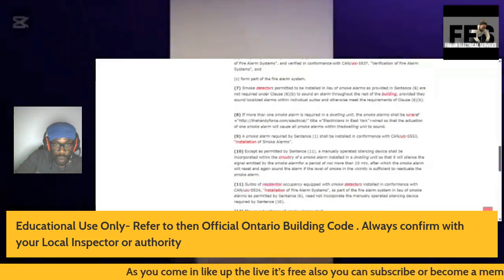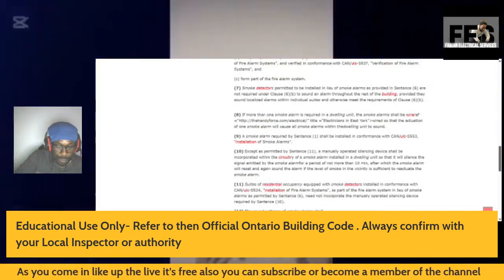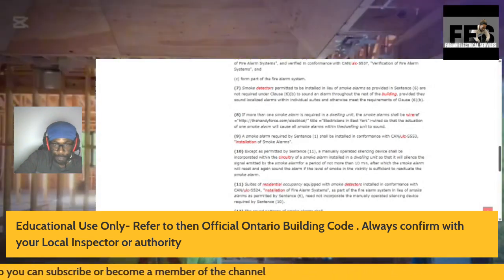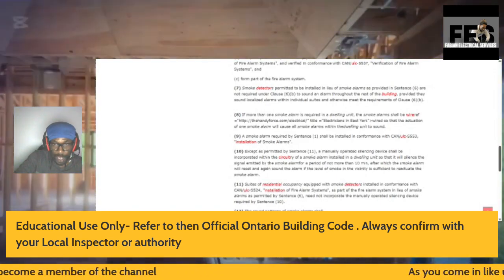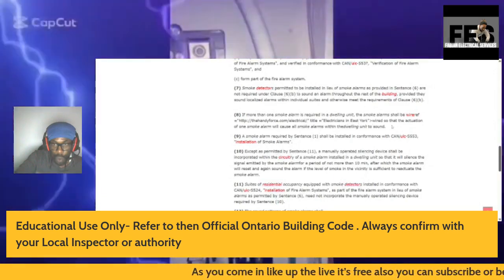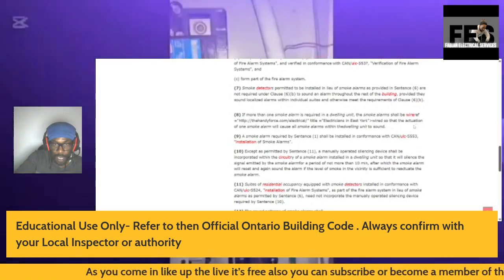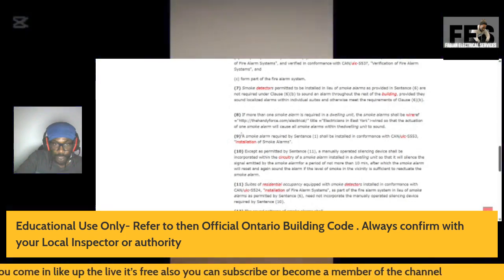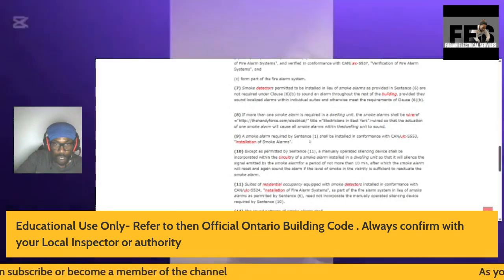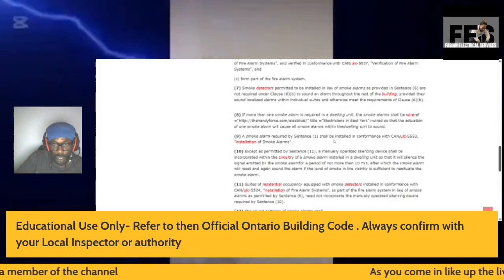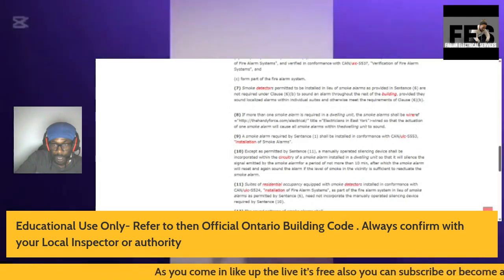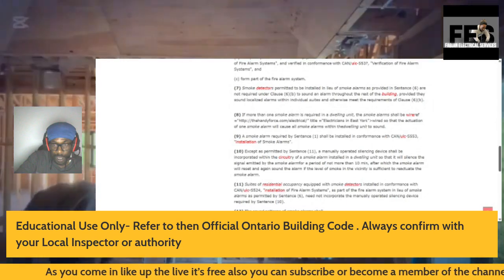If more than one smoke alarm is required in a dwelling unit, the smoke alarms shall be wired, and this tells electricians how to wire them, so that the actuation of a smoke alarm will cause all smoke alarms within the dwelling unit to sound. The smoke alarms required shall be installed in conformance with CAN/ULC. It gives you all that information.